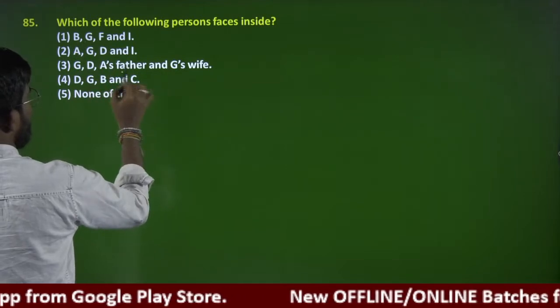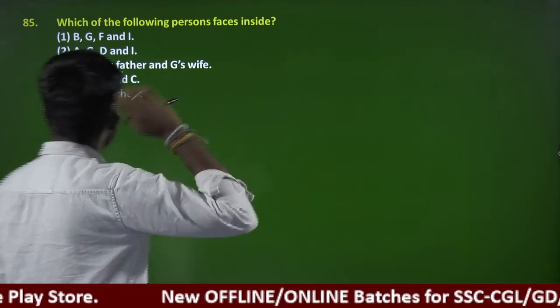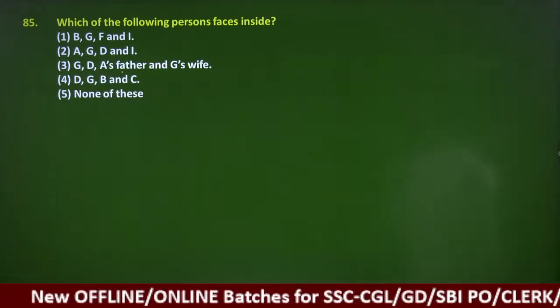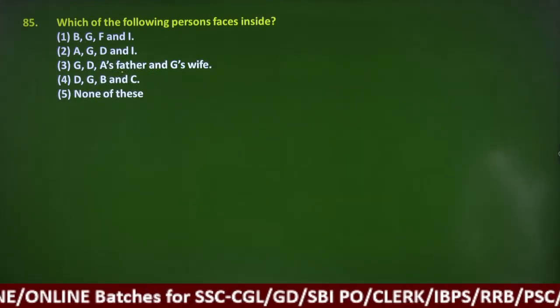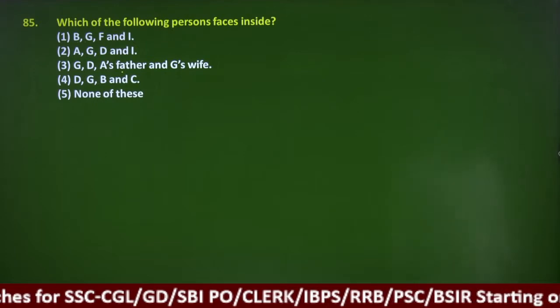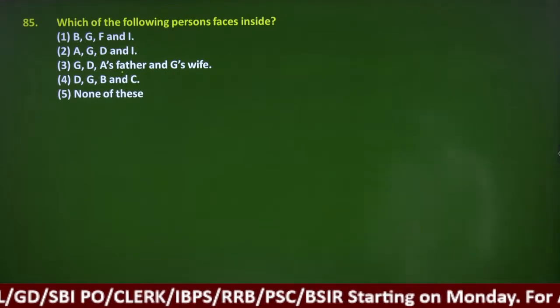B, F, D, G. So option number 3 anukuntunnanu, maybe chuddam. Em undane, the answer? 85th kada? Yes, correct andi. Option number 3.